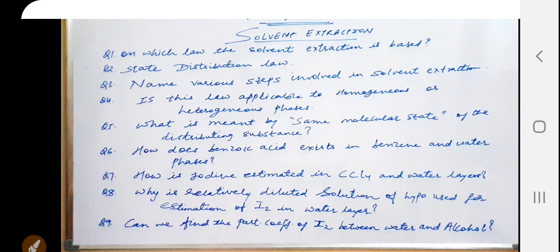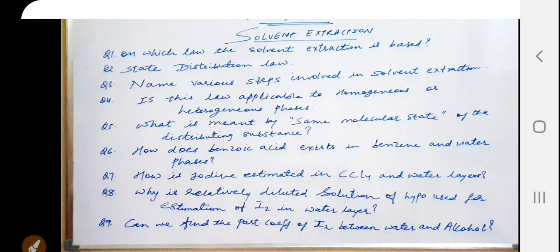Fifth question, what is meant by same molecular state of the distributing substance? When I say same molecular state, it means the distributing substance should not undergo association, dissociation, solvation or complex formation in any of the phases, right?